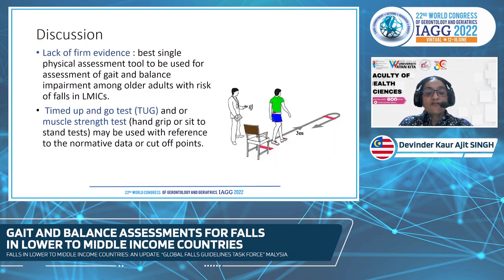While there is lack of firm evidence for the best single physical assessment tool to be used for assessment of gait and balance impairment among older adults with risk of falls in lower to middle income countries, timed up and go or muscle strength tests may be used with reference to the normative data or cutoff points established for the population if available.